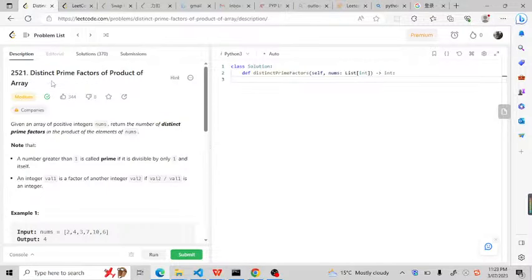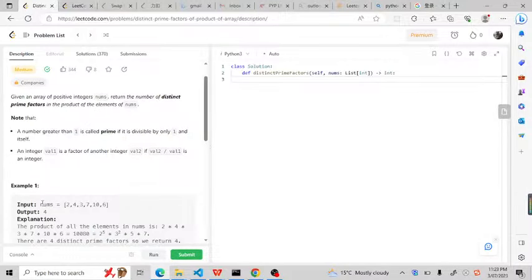Let's solve another LeetCode problem today. Today, let's solve problem 2521, Distinct Prime Factors of Product of Array. We are given an array of positive integers nums. Return the number of distinct prime factors in the product of the elements of nums.